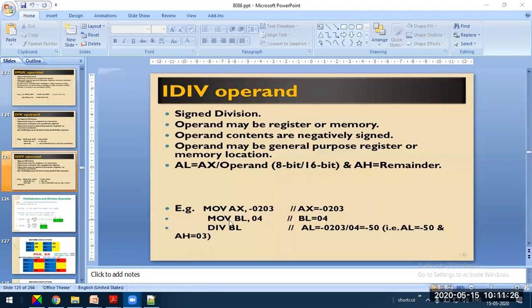For example, let us take a negative number into the AX register, minus 0203. Internally, it is stored as 2's complement data. So it will internally convert into 2's complement data and store it in the AX register. Next comes the other data. It can be 8-bit or 16-bit. These are the possibilities.